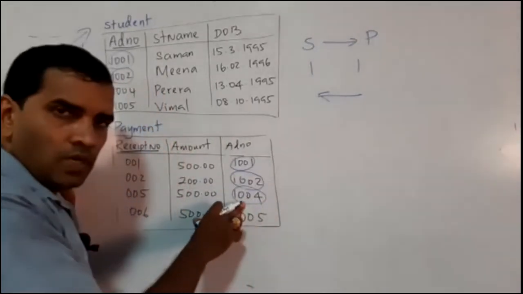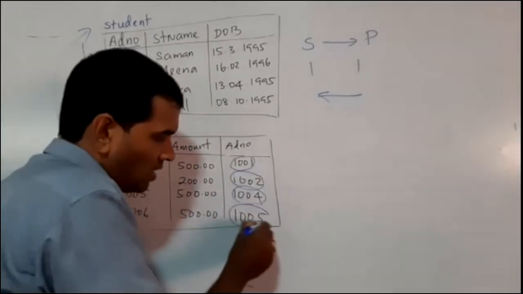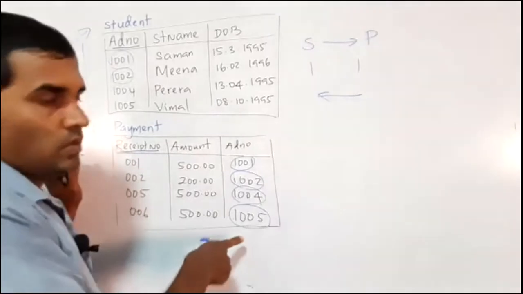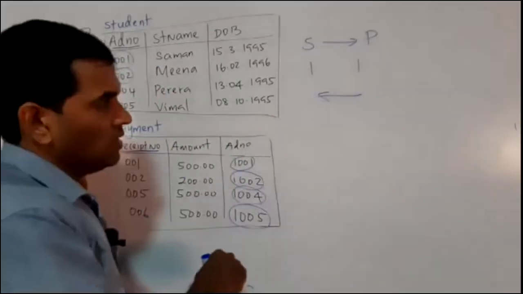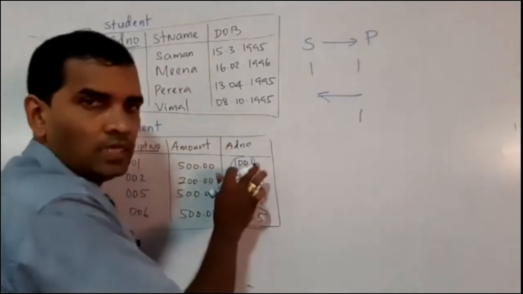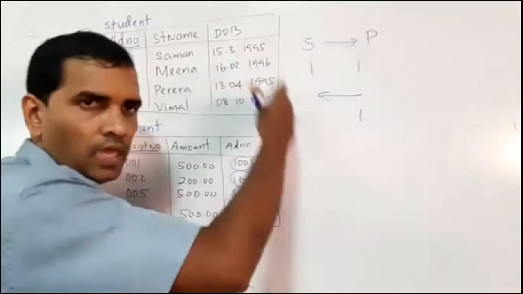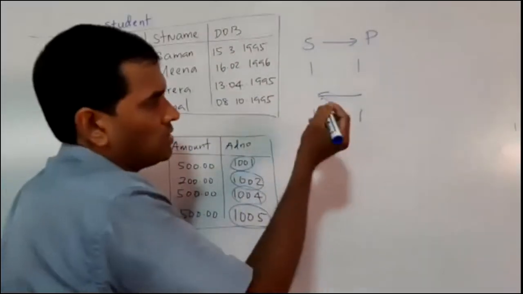1004. Here I have a data. How many similar data found? Again 1. I take the last data, which is 1005. How many times is 1005 found? Only 1. So a data in the payment table, right? A data in the payment table has only one similar data in the student table.